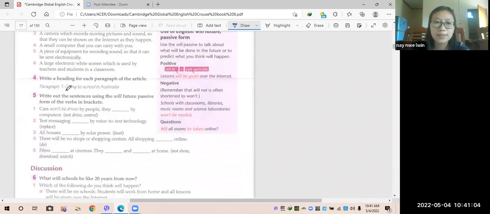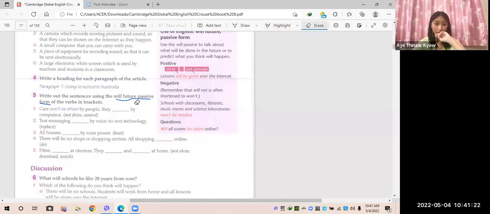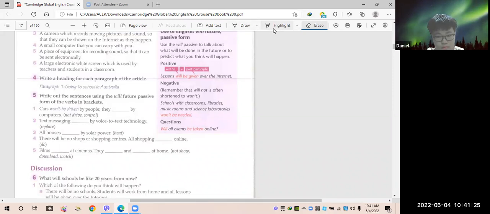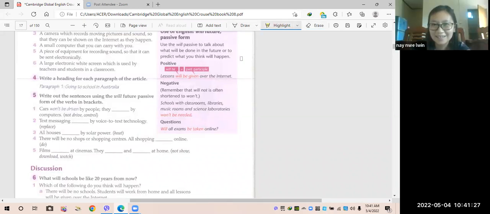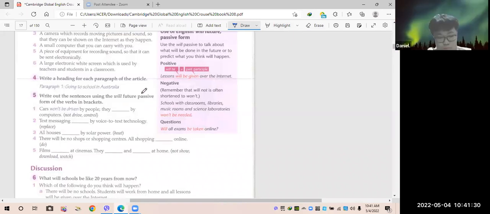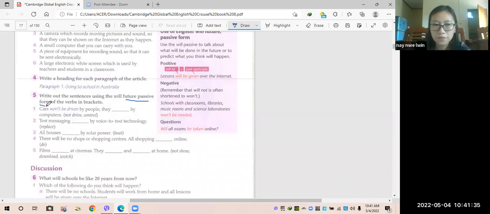Number 5 is: write out the sentences using the future passive form of the verb in brackets. Okay, so do you know what the future passive form is? What is the future passive form? Will be plus verb 3. How about the future active form? Will plus verb 1. Yes. So that is future active, and this time we'll discuss future passive. So for future passive, the pattern is will be plus verb 3, right?